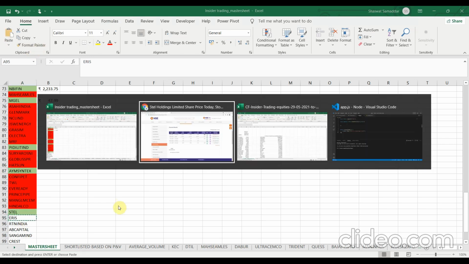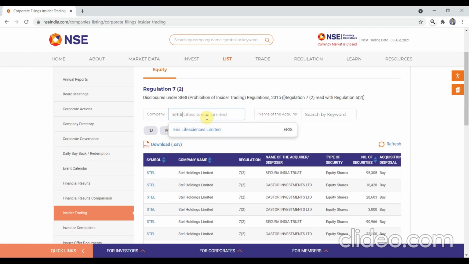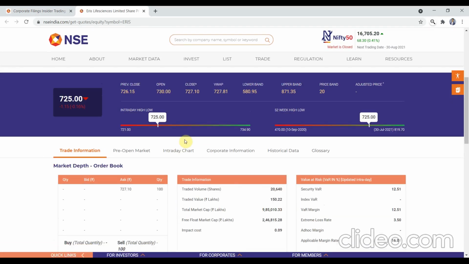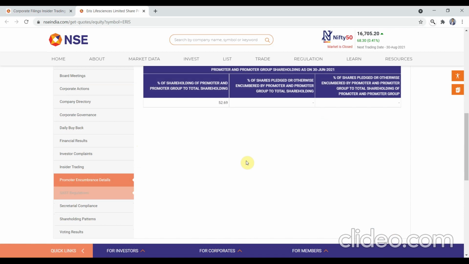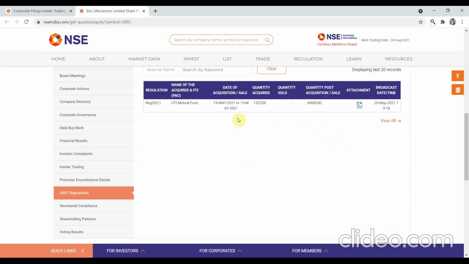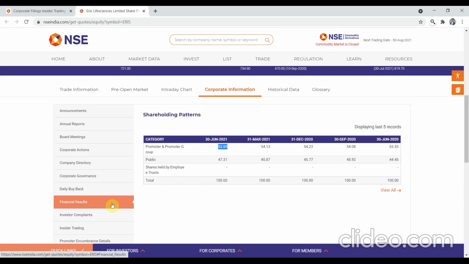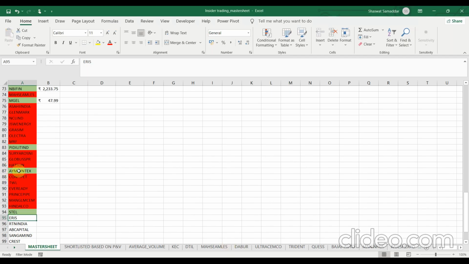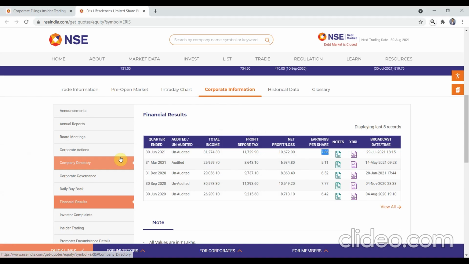Moving on, let's check for Eris Life Sciences Limited. Go to corporate information. Let's check the promoter encumbrances. No pledging. SAST regulation. No selling has been reported. Shareholding is also good. It has passed all the mandatory filters again. Earnings per share is a positive number. So let me mark the stock as green. Moving on to the next stock.